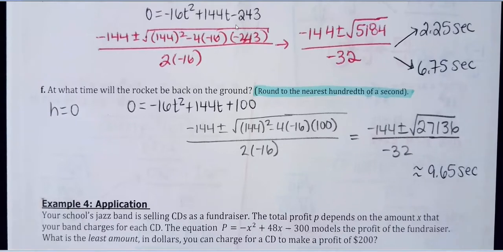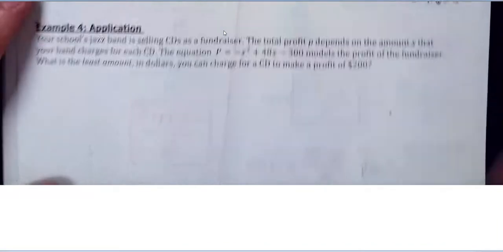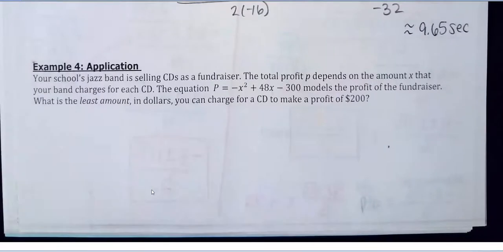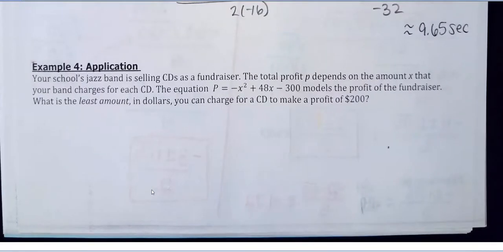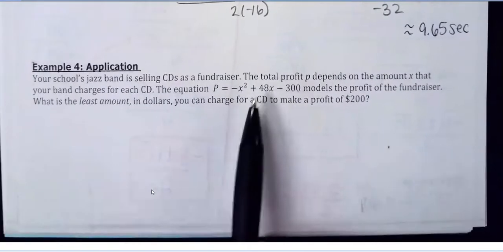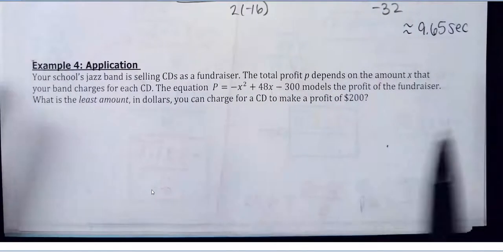Okay, does anybody have a question? Last problem's easy, I promise. Okay, not anything to do with vertical motion. This says, school's jazz band is selling CDs. I probably should change this because I don't think people sell CDs anymore. I don't even know if they make CDs anymore. Okay, says the total profit P depends on the amount x that you charge for the CD.